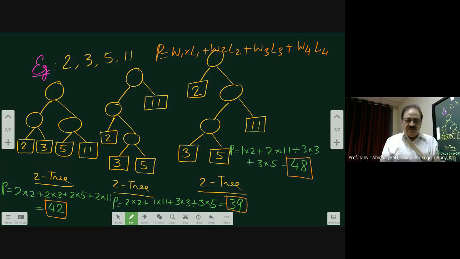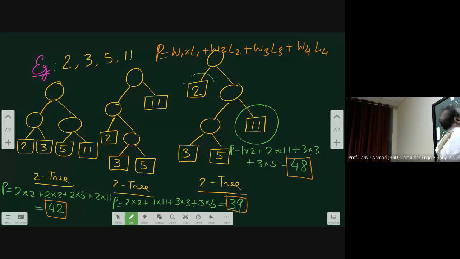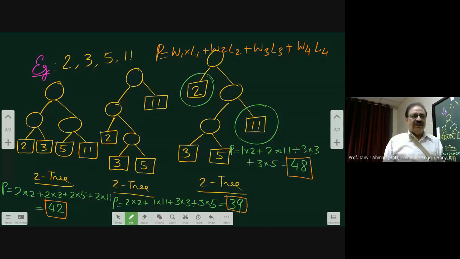Now, if I put this 11 from here to here, the total path length will change. Therefore, if I just shift the values from there, I will be able to get different types of 2 trees. Now the question is how to draw a Huffman tree.